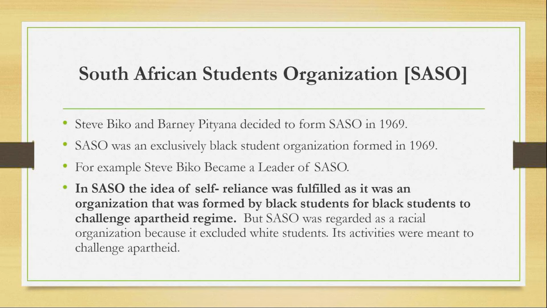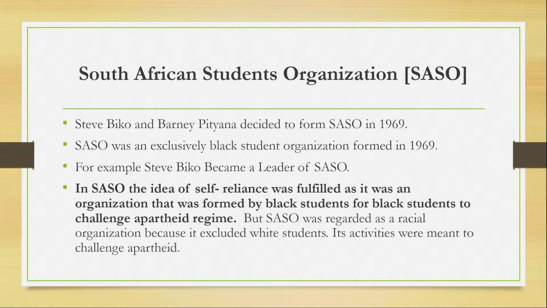In this paragraph, if the learner is explaining the role played by SASO in making blacks able to stand up against the government, he must be able to link it to the question by saying, in SASO, the idea of self-reliance was fulfilled, and it was an organization that was formed by black students for black students to challenge the apartheid regime. But SASO was regarded as a racial organization because it excluded white students. Its activities were meant to challenge apartheid. So that is an analysis.